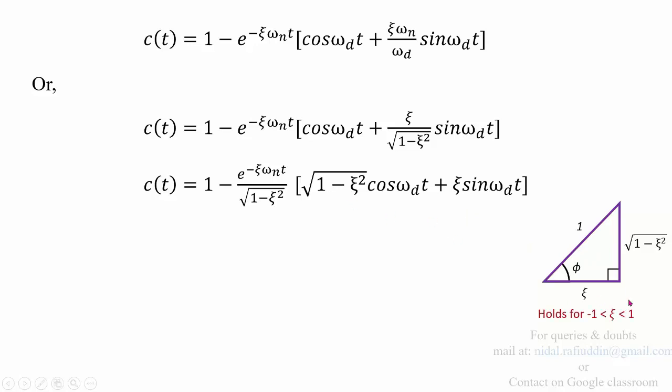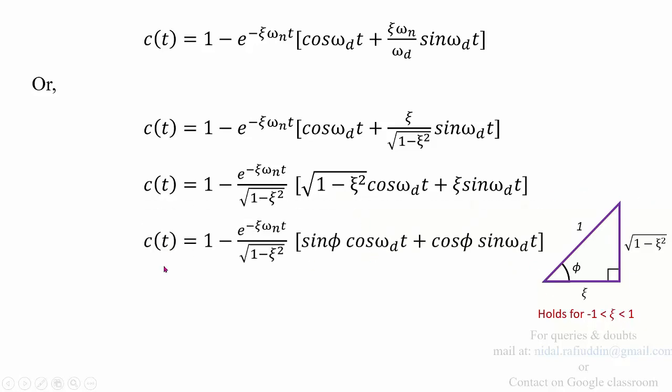And of course, this is going to hold only for values of zeta lying between 1 and minus 1. If you simplify this further, you write under root 1 minus zeta square using this right angle triangle. You see that under root 1 minus zeta square can be written in terms of sine phi. So sine phi is equal to under root 1 minus zeta square upon 1, which is written here, while zeta can be written in terms of cos phi. So cos phi is equal to zeta upon 1, which is written here.